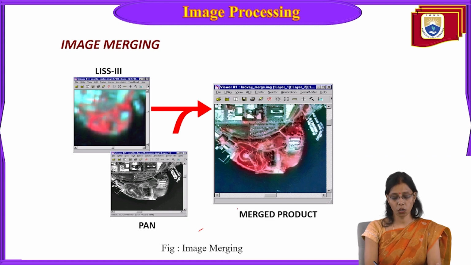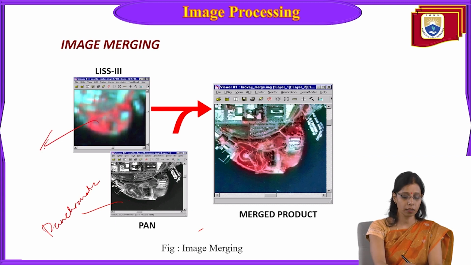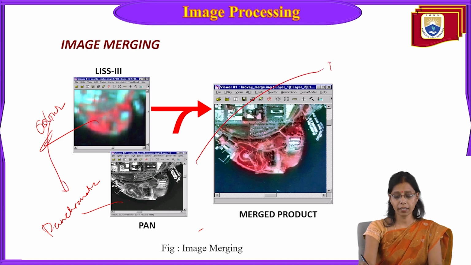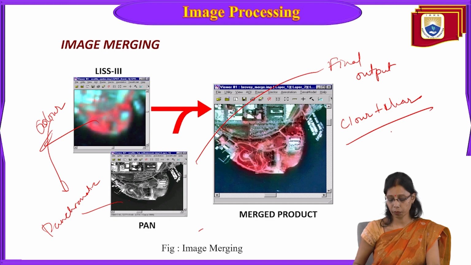So this is one more example of image merging. Suppose we want to combine two images. This is a black and white image, which we call a panchromatic black and white image, and this is a color image. These two images we merge together to get a final output image, color plus black and white. Is it clear? So this is the final output we get in the merged product.